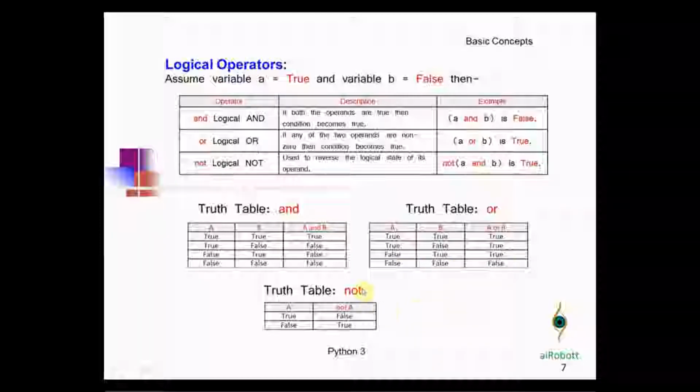Similarly, the not truth table. This is for not. If A is true, it gives false. If A is false, it returns true.